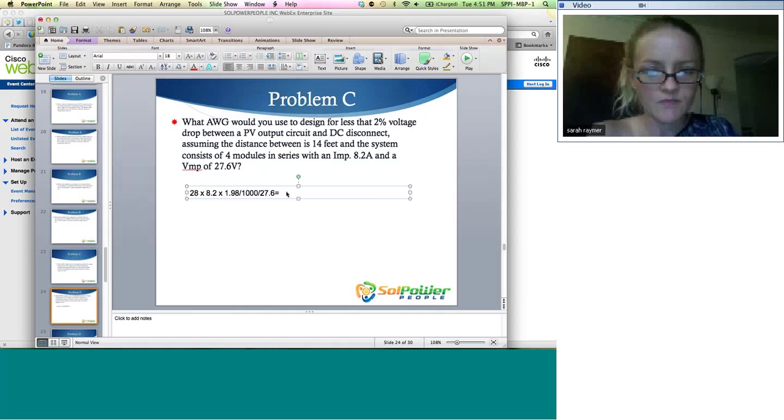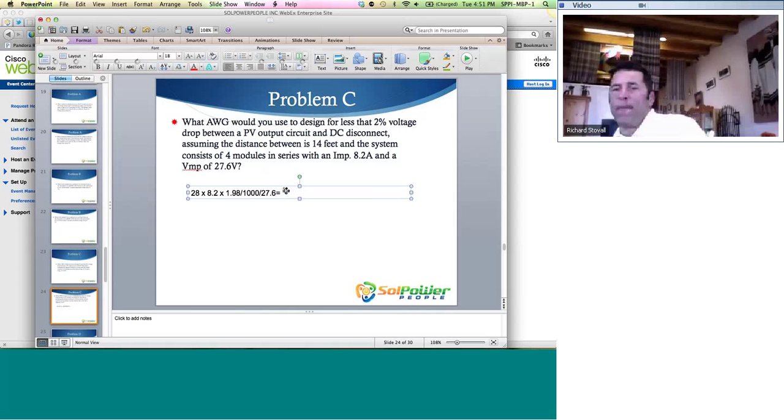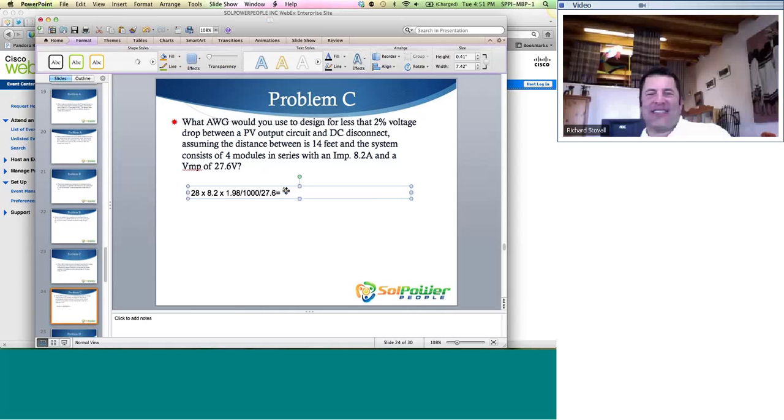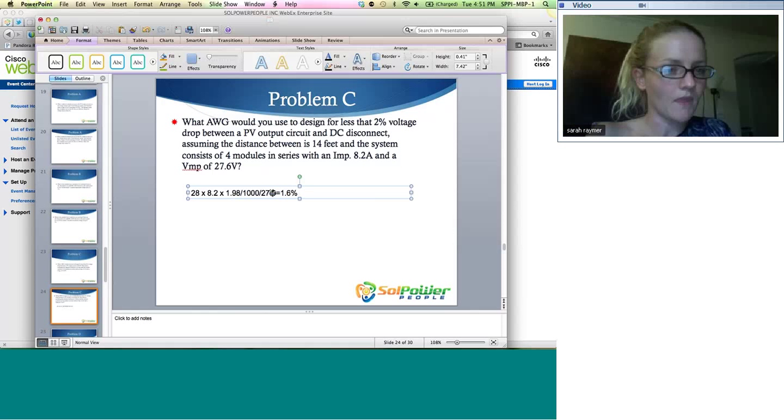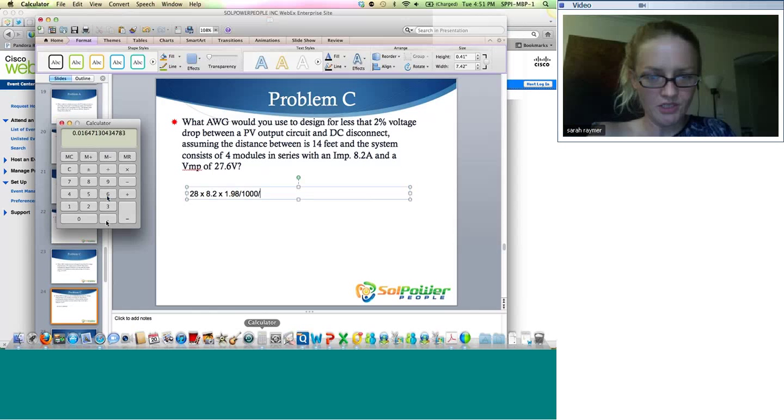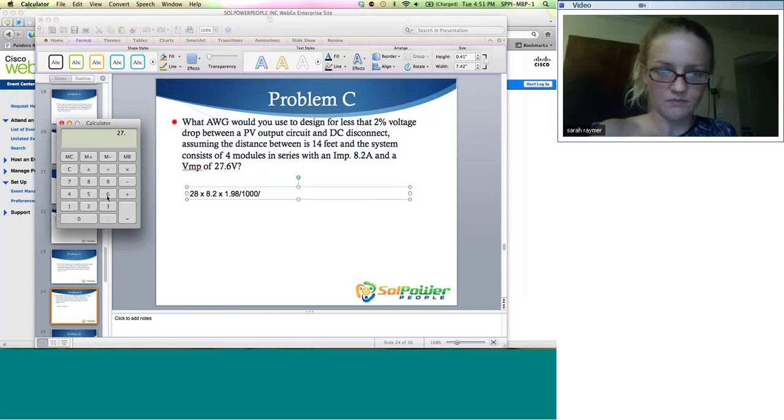Okay, the only thing I would caution here is that you have four modules in series, so it needed to be 4 times 27.6, right? You are right. I messed up on that. All right, so, oops, let me go back here. 27.6 times 4 is 110.4. So we'll just change this to that. All right, so back to the calculator.